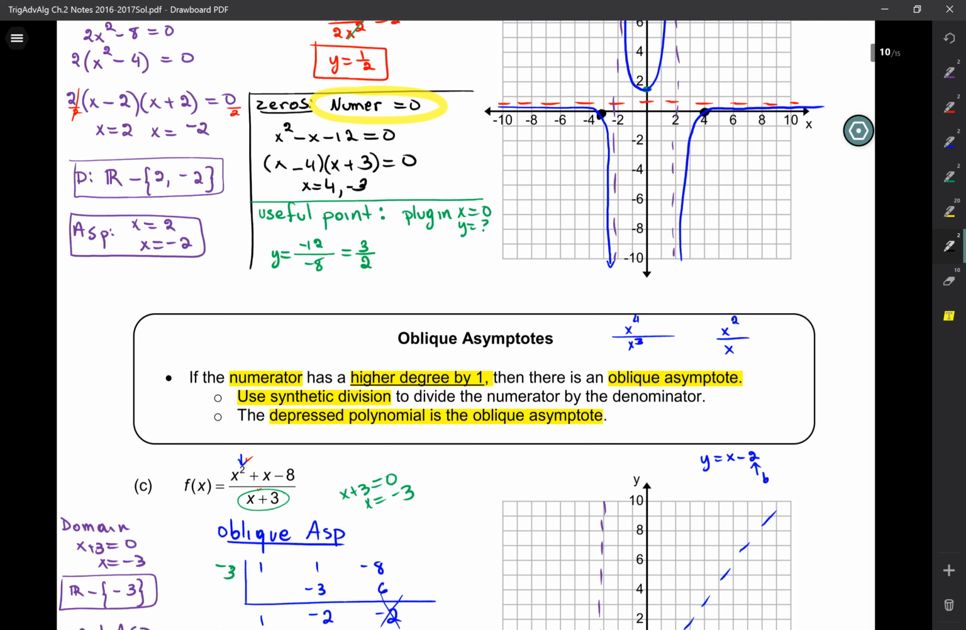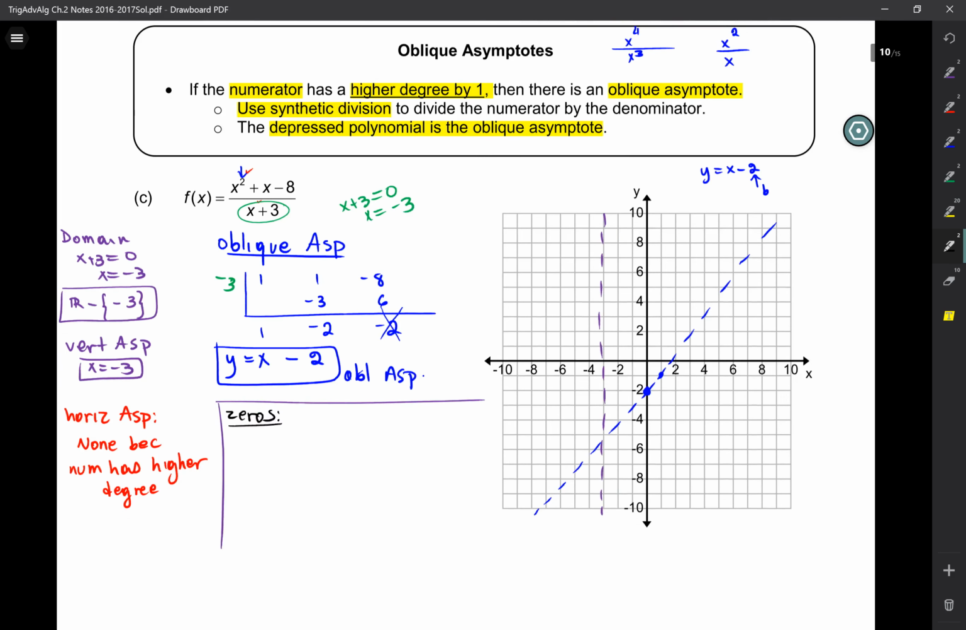But to find the zeros, I need to set the numerator equal to 0, just to give me a couple more points. So let's set the numerator equal to 0. So I get, what? Does this factor? No. 4 and 2, it doesn't. Okay, so now, if it doesn't factor, how do we know where it crosses the x-axis? It is the quadratic formula, but let's find an easier way.